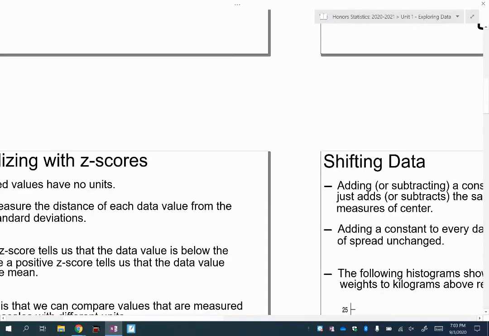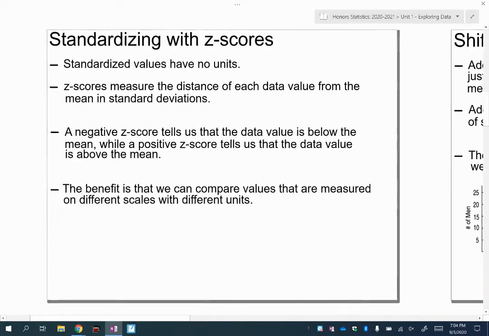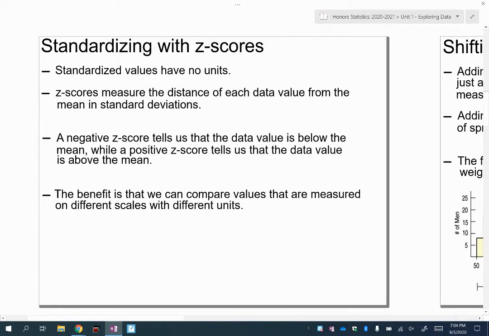Now, the whole idea of standardizing is that we can now compare things that don't have the same units. That's one of the main benefits. You'll see that when we do this in practice, standardized values have no units. So whenever you standardize something, if your z-score is 2, you're saying that data value is 2 standard deviations above the mean. If you have a negative z-score, like negative 1.6, then you're saying that data value is 1.6 standard deviations below the average. So you will be having positive and negative ones here.